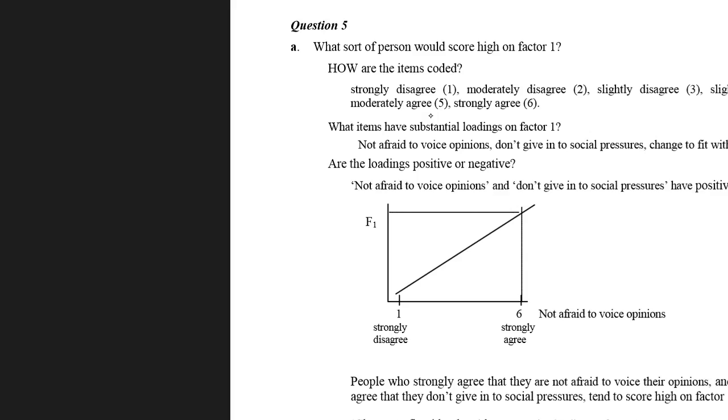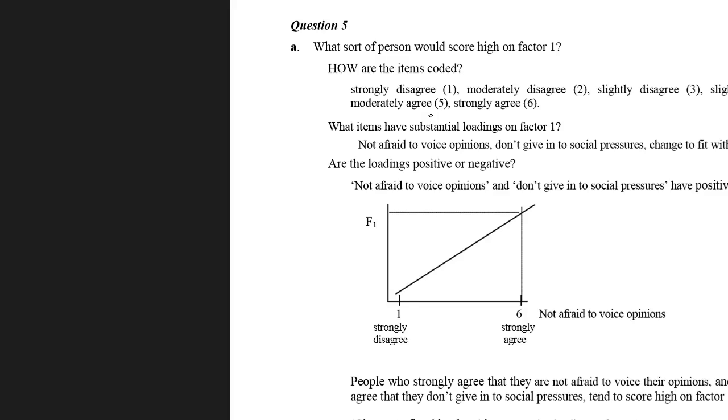What items have substantial loadings on factor 1? So these are the items. Items 5 to 7: I'm not afraid to voice my opinions, I don't give in to social pressures, and I do change to fit with others. So basically, the first 2 are positively worded, and the third one's negatively worded.